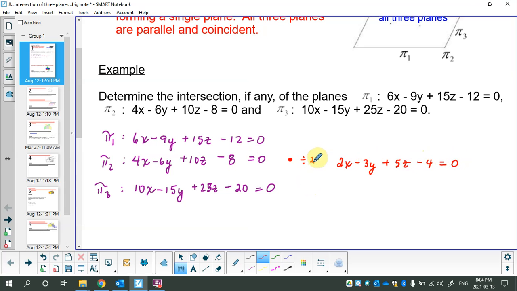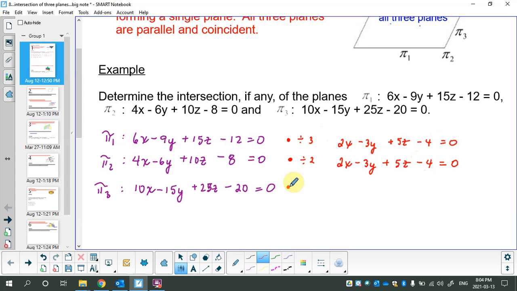And remember, I said it was scribble work. So if that happens, you get this. If you take this one and divide it by 3, because we can, 6x divided by 3, negative 9y divided by 3, 15z divided by 3, and negative 12 divided by 3. Oh my gosh, it's the exact same numbers as down here.